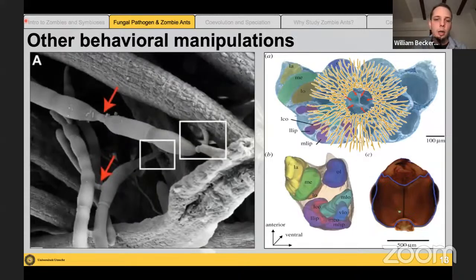And here's an electron microscope image from Dr. Hughes' lab that shows some of these fungal cells now connected by these anastomosis tubes growing into the muscle fibers and consuming the muscle tissue within the zombie ant, but avoiding the neurological tissue.